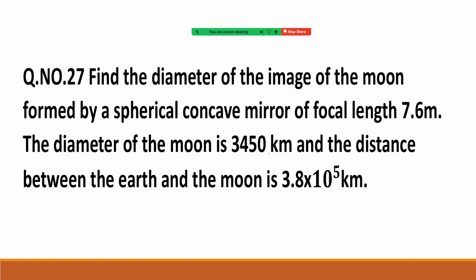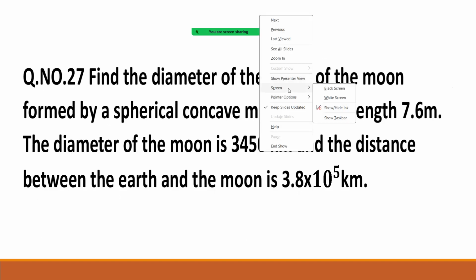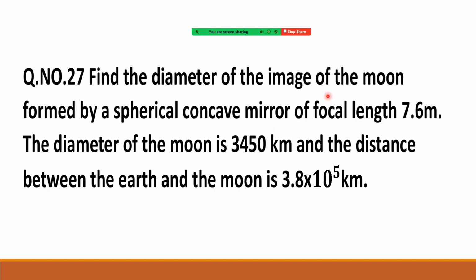See the next problem. This question is taken from H.C. Verma. Find the diameter of the image of the moon formed by a spherical concave mirror of focal length 7.6 meter. The diameter of the moon is 3450 kilometer and the distance between the earth and the moon is 3.8 times 10 power 5 kilometer. So we have to find the diameter of the image of the moon.